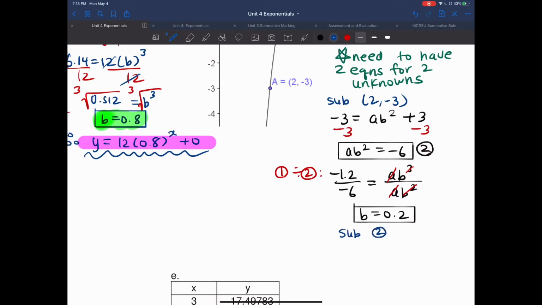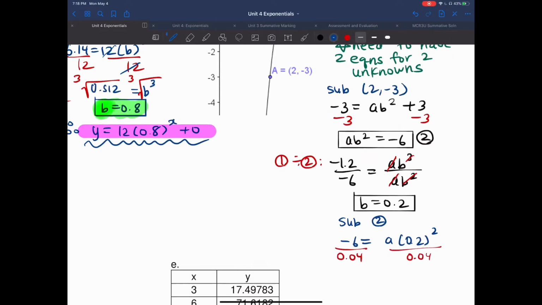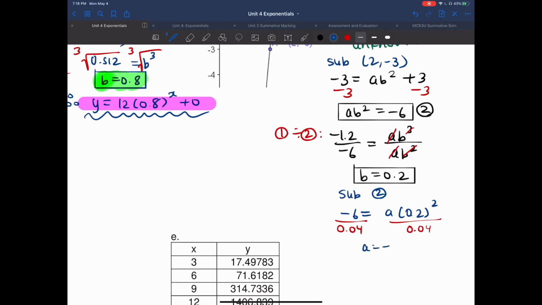So I'm going to sub it into a simpler equation, which is my equation 2. I'm going to sub 0.2 into 2, and I get -6 is equal to a bracket 0.2 squared. 0.2 squared is equal to 0.04, so I'm going to divide both sides by 0.04, and I get a is equal to -150. Therefore, I get y equals -150 bracket 0.2 x plus 3.